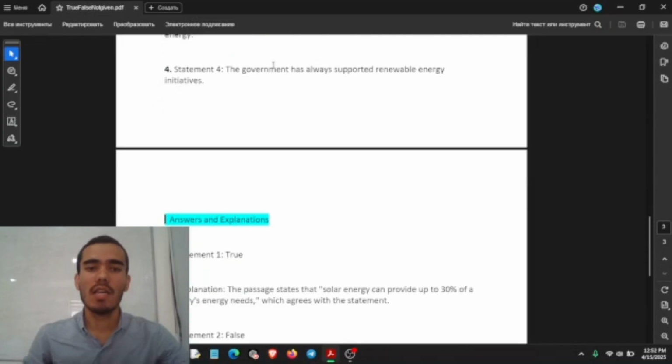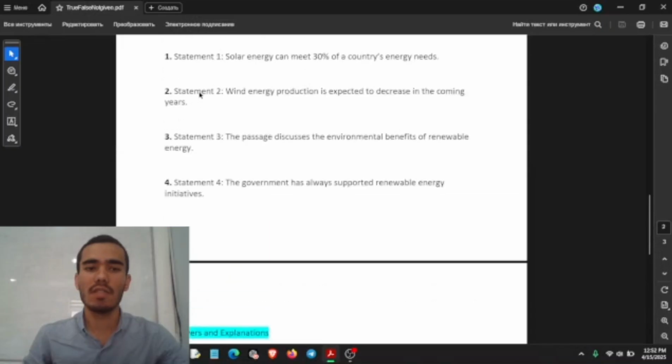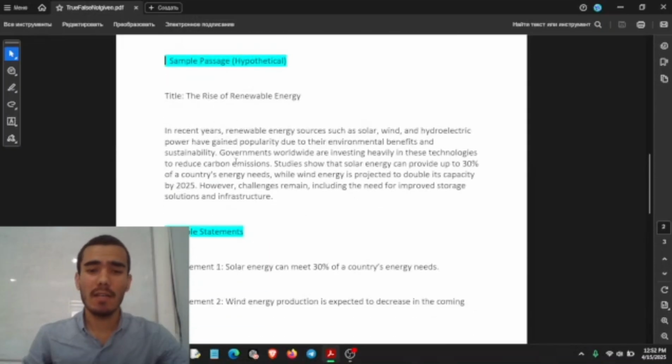Last one. The government has always supported the renewable energy initiatives. There is nothing about that. Governments worldwide are investing heavily.